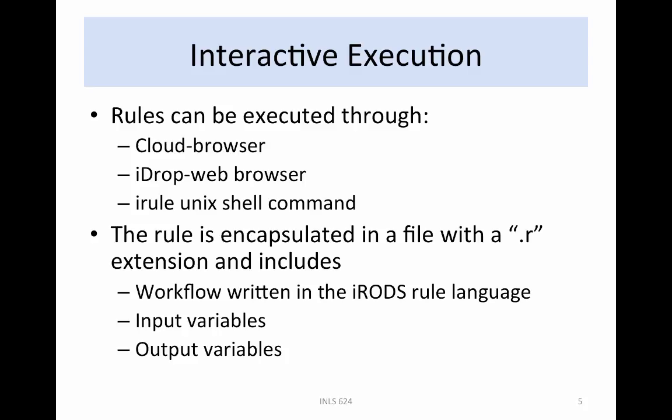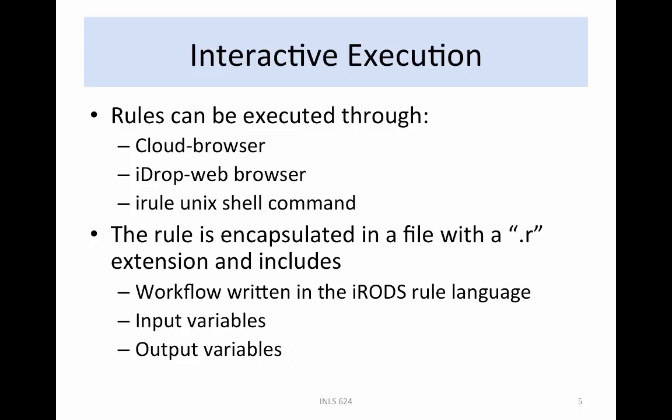The clients we will use include two types of web browsers, Cloud Browser and iDrop Web Browser, and a Unix shell command called irule. All three clients support invocation of a rule that is executed by the iRODS rule engine. A rule is written in the iRODS rule language and stored as text in a file that has a .r extension. The extension is important. The first version of the iRODS rule language stored the workflow text in a file that had a .re extension. Each rule can have input parameters and can generate output variables or files.